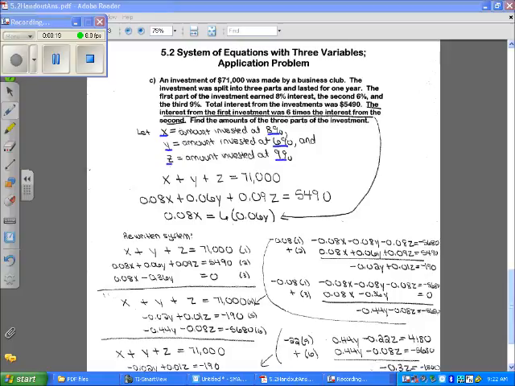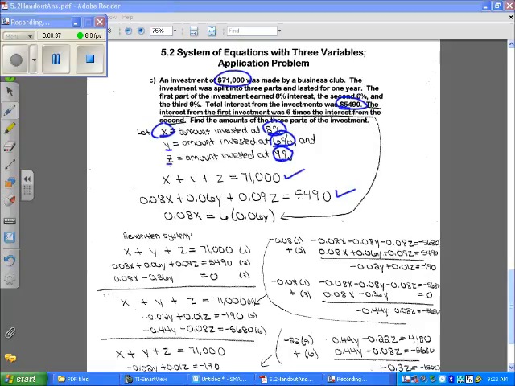Altogether, they invested $71,000, so if I add those together, I get $71,000. That's my first equation. If I take the interest of each times the amount invested, that gives me the interest. So that's my second equation. The total interest was $5,490.